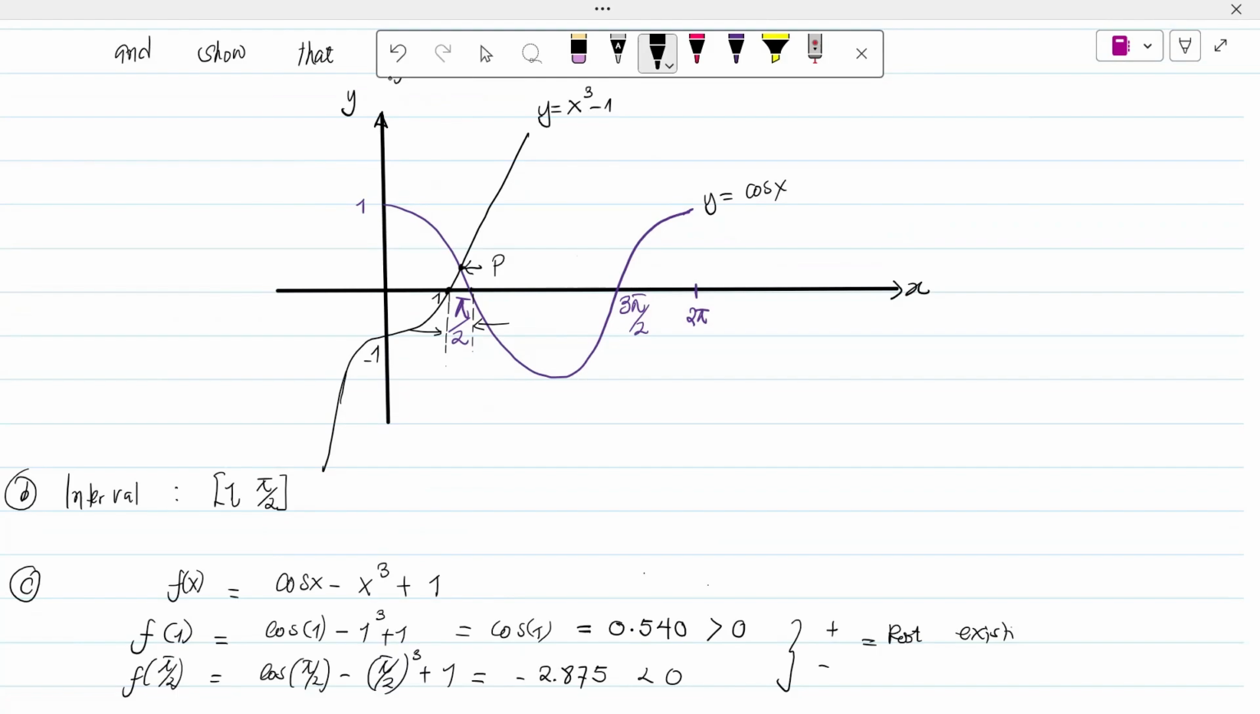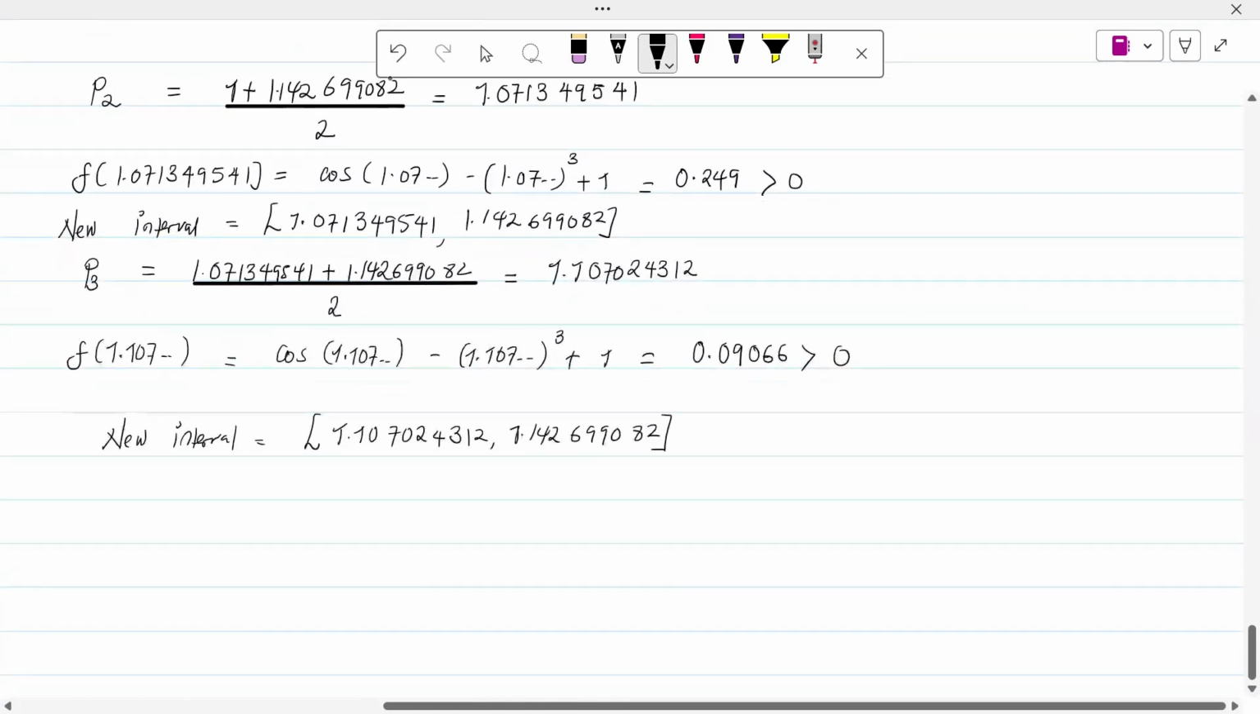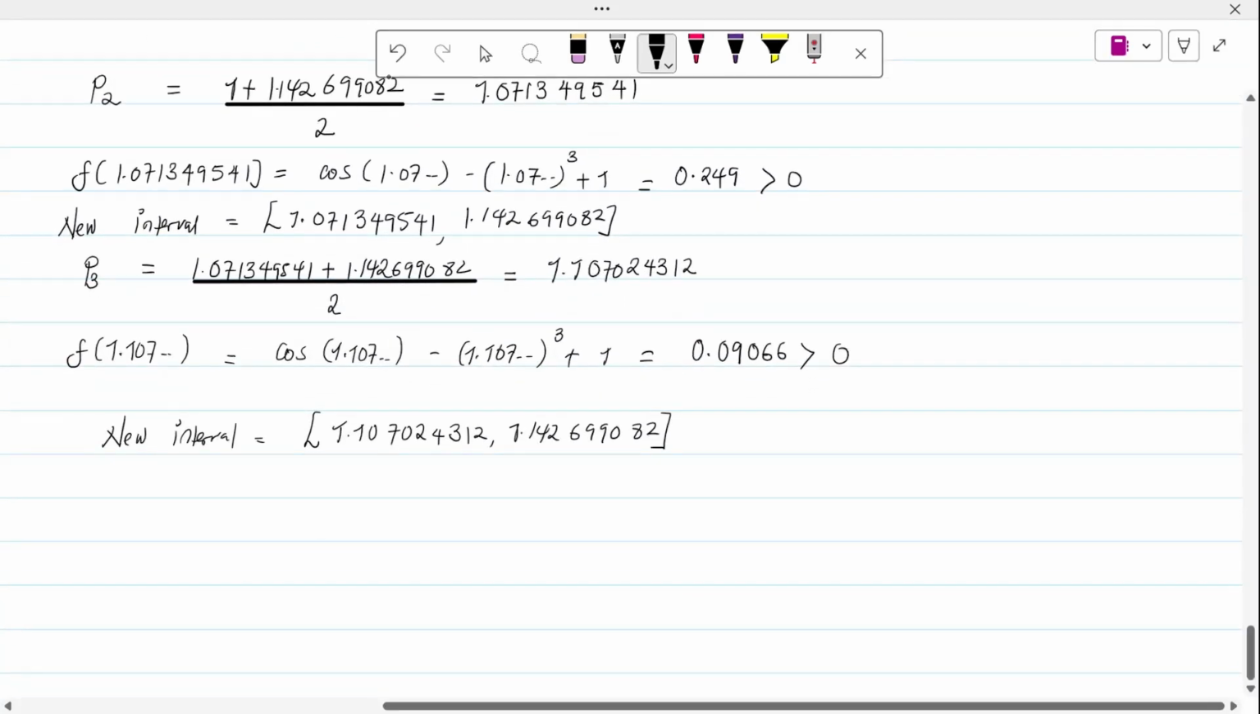So every time you do the iteration, you observe that the interval keeps on reducing. Remember that we previously were at 1.07, now we're at 1.10, while this one is also squeezing from this side. So we're trying to reduce this interval by this.